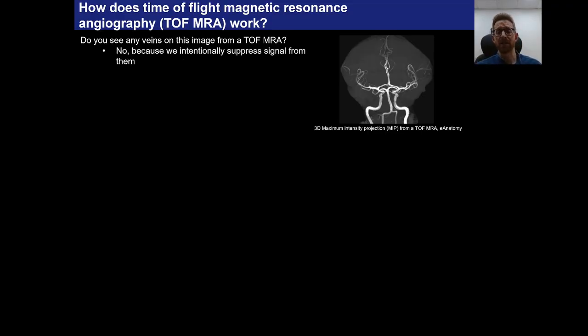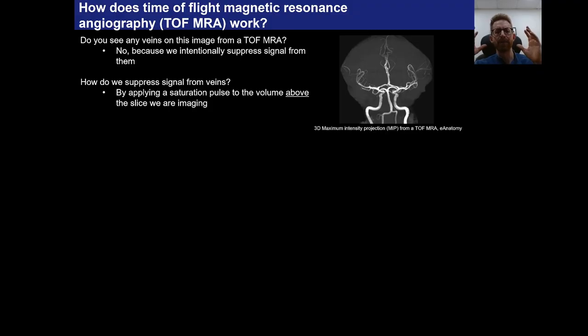We have to somehow suppress the signal from the veins. The way that we do that is by applying a saturation pulse to the volume above the slice that we're interested in. So this is really interesting, at least to me. Remember, veins are going to flow from the head to the heart. So in general, they're going to be flowing in a caudally directed orientation. They're going to go from the head to the heart.